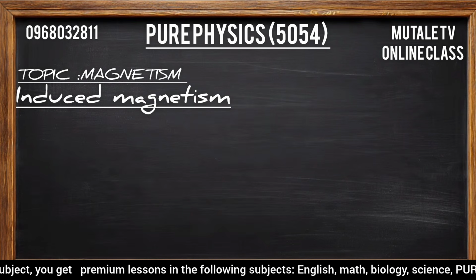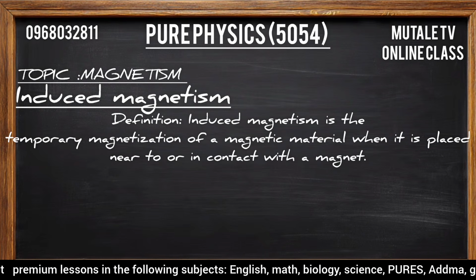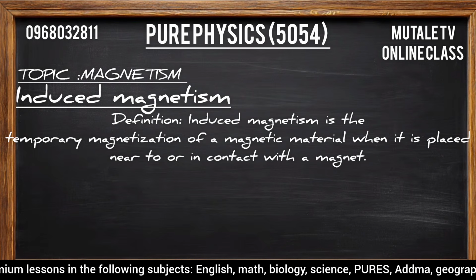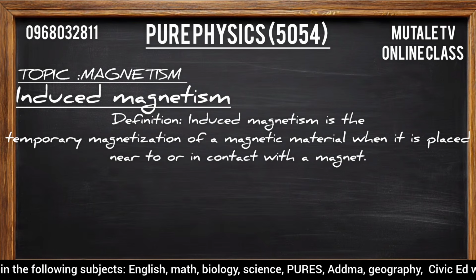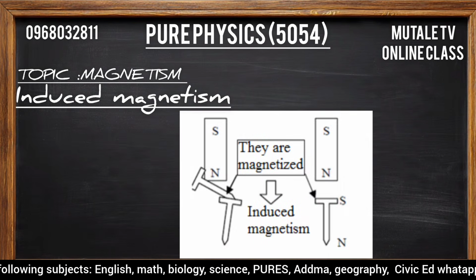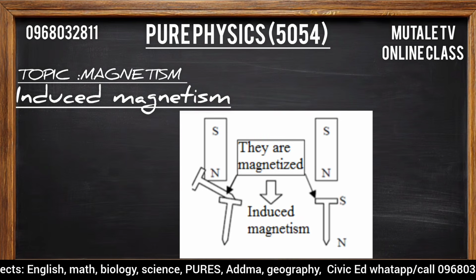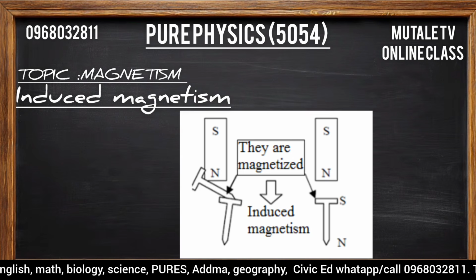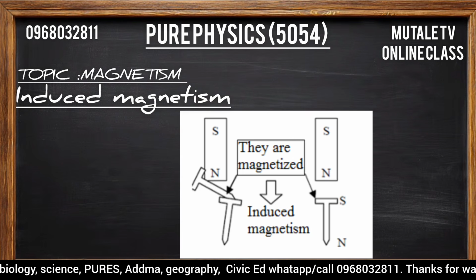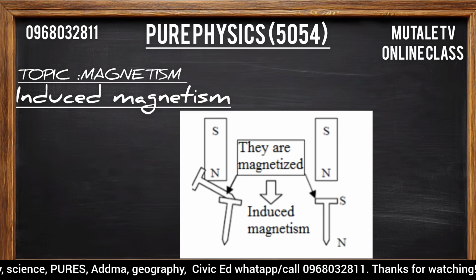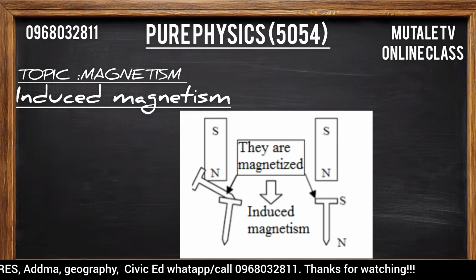Now let's move into another concept under magnetism that we call induced magnetism. Induced magnetism is simply the temporary magnetization of a magnetic material when it is placed near to or in contact with a magnet. For example, if a nail is placed in contact with a permanent magnet, the nail is magnetized and it also attracts other nails. The end of the nail near to the north pole of the permanent magnet becomes an induced south pole, and the other end becomes the induced north pole.